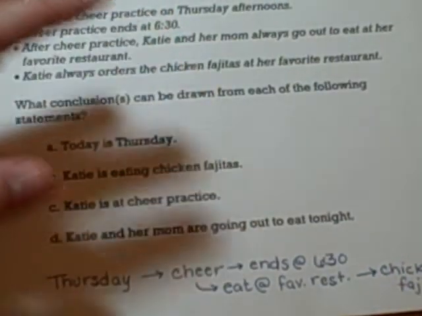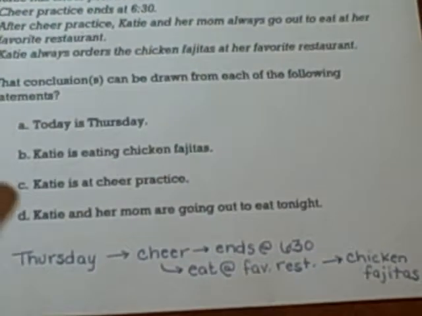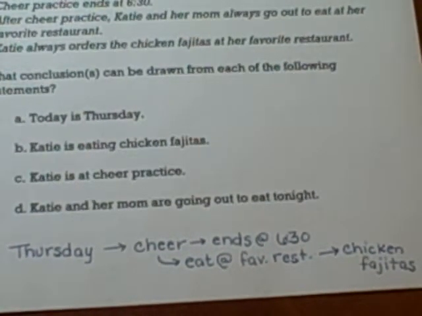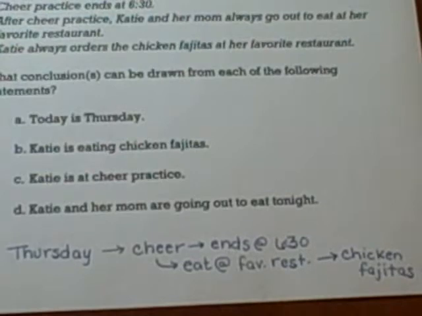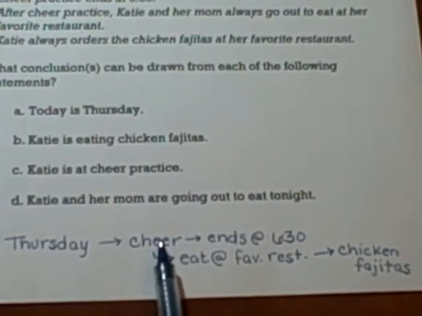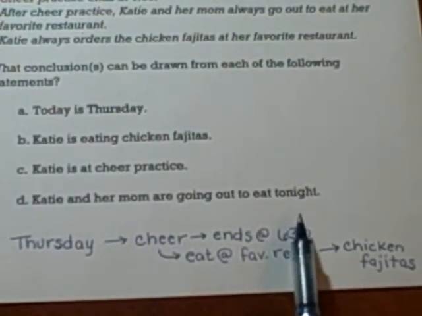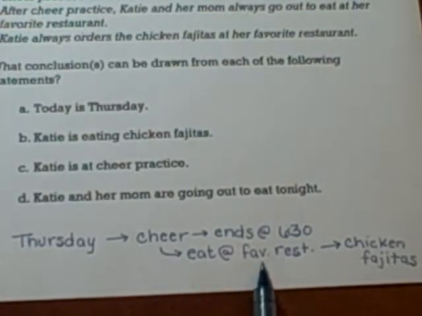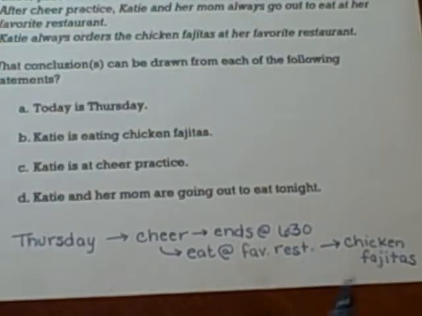All right, sorry for that messy handwriting down there in the corner. But this is sort of a diagram of this situation, and I would really recommend for problems like this that this is how you start it. Okay, you guys did a much better job with this type of reasoning once we learned how to diagram these out. So if it is Thursday, then she has cheer practice. If she has cheer practice, it ends at 6:30. We also know that if she has cheer practice, she eats at her favorite restaurant and she orders chicken fajitas.